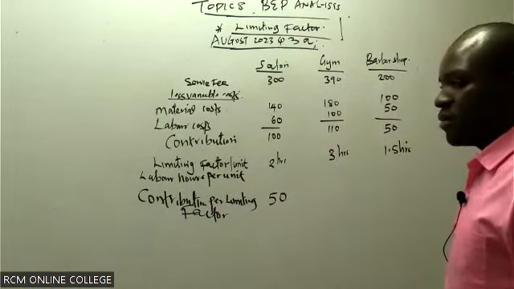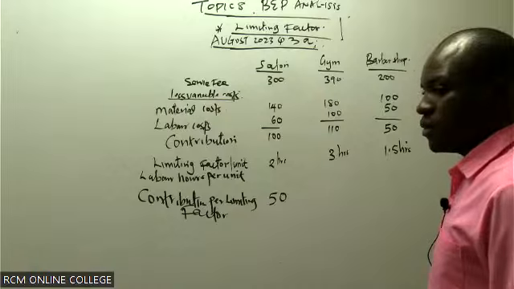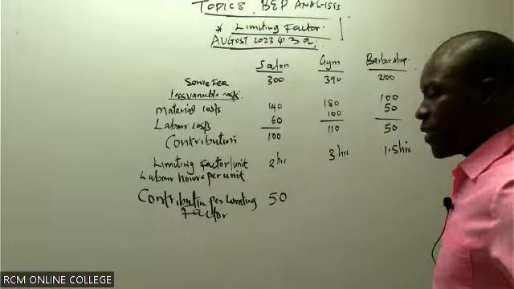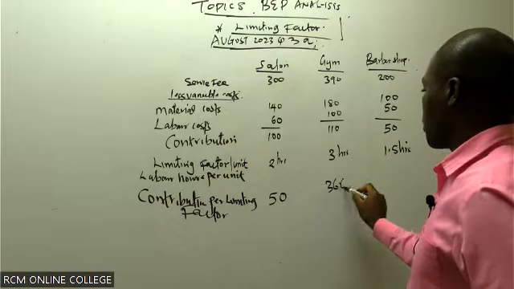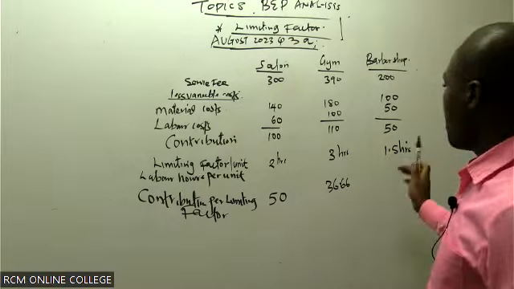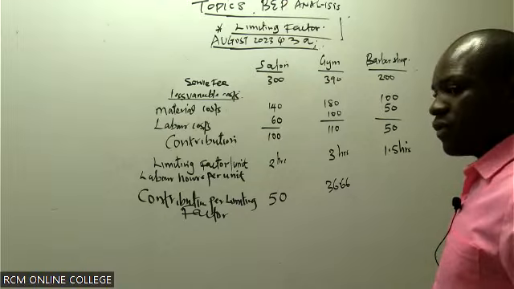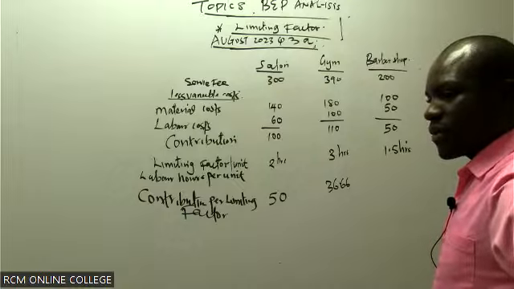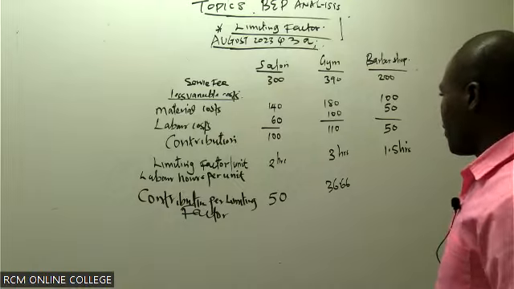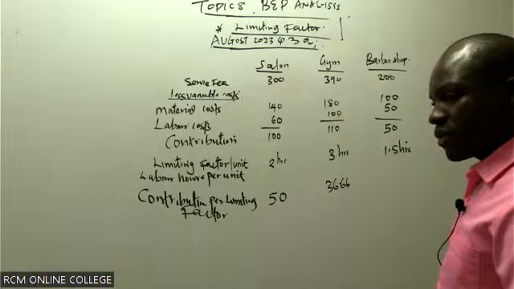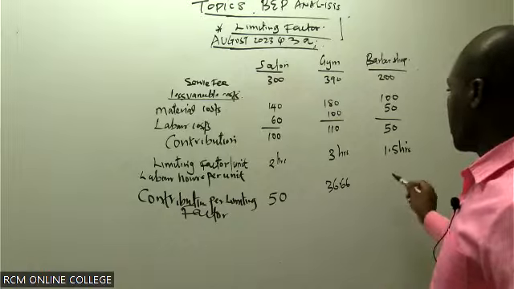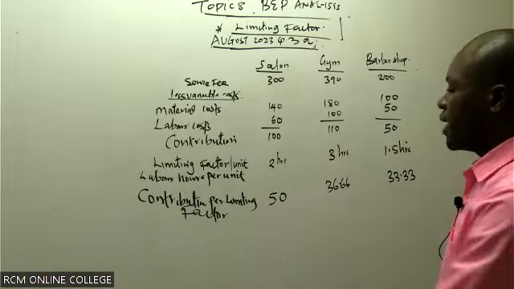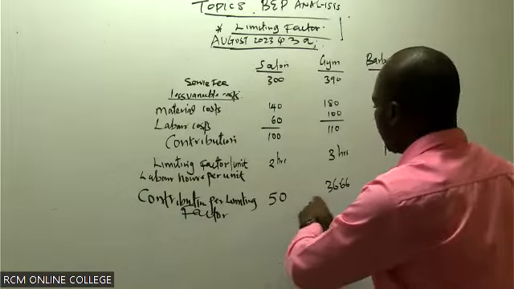How about this part? 110 divided by 3, how much will we have? 36.66. How about this? 50 divided by 1.5, how much will we have? 50 divided by 1.5 is 33. So that is the contribution per limiting factor.